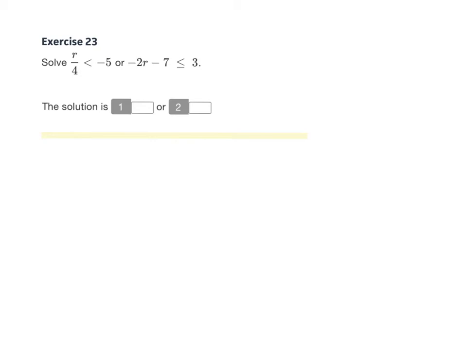Number 23, we have an or. And so we're going to do these one at a time, right? Because or means that they're separated. So I've got r over 4 less than negative 5. To get r by itself, we're going to do the inverse of dividing by 4. You're going to multiply by 4 on both sides. That'll give us r less than negative 20.